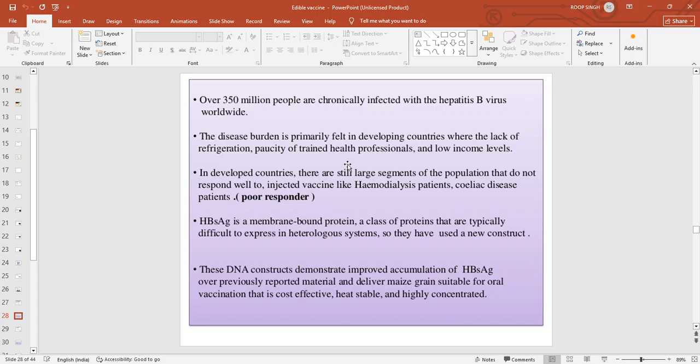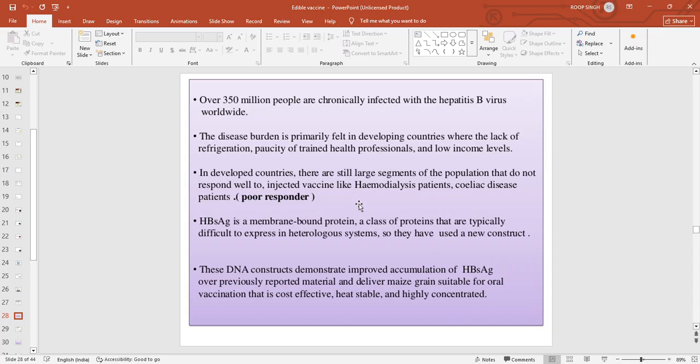In developed countries, there are still large segments of the population that do not respond well to injected vaccine, like hemodialysis patients and celiac disease patients. So they are poor responders. So there are also issues in developed countries because of the poor response to the other vaccines.